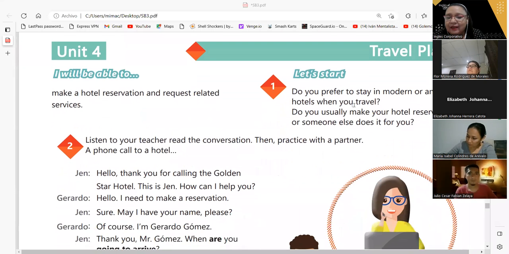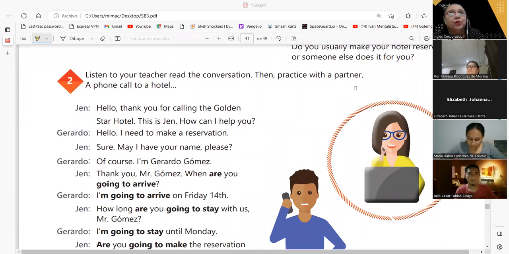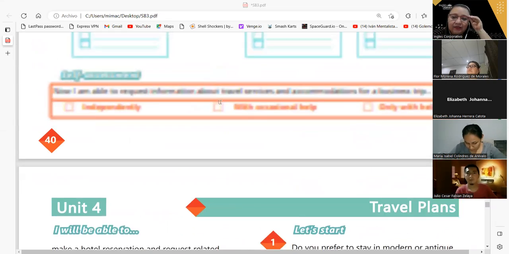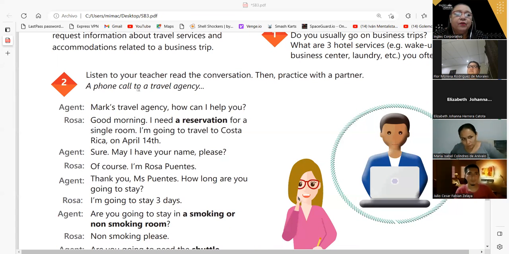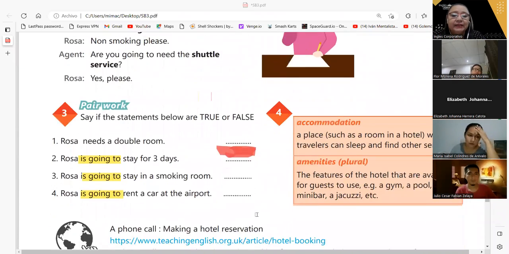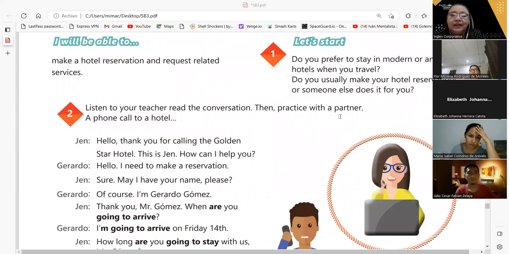These are the questions that I ask you to work with in the breakout rooms and interact with them. Now listen to your teacher with the conversation, then you are going to practice a phone call to a hotel. If you remember yesterday, in the conversation you practiced a phone call to a travel agency, because you were inquiring information about the place, about the hotel, and you were booking a room. Now it is different. You practice a phone call to a hotel directly.